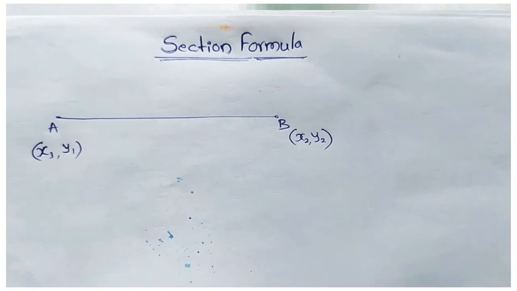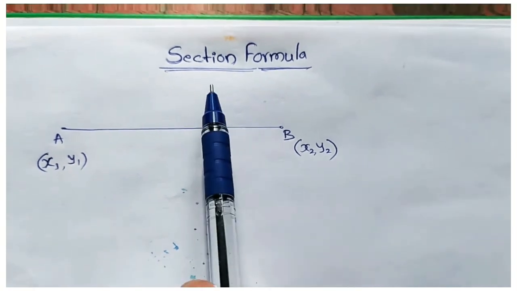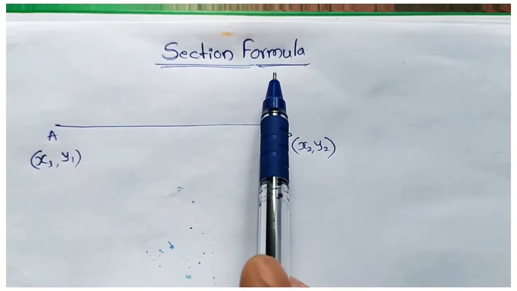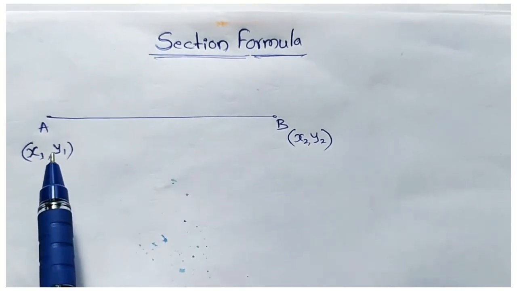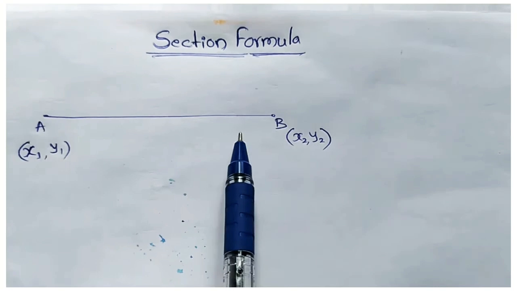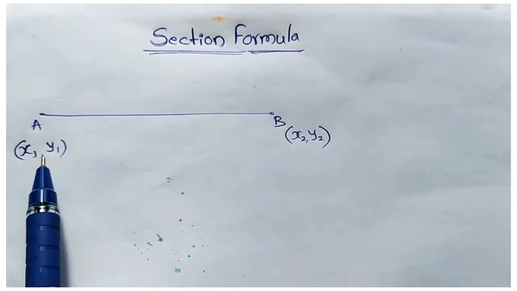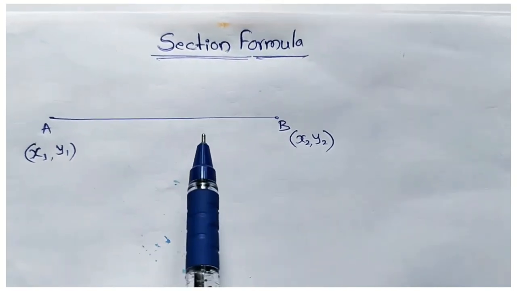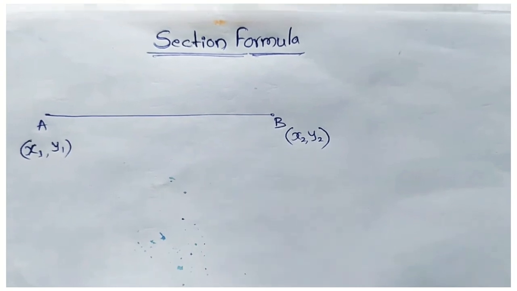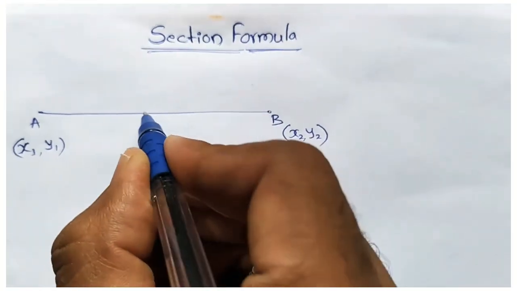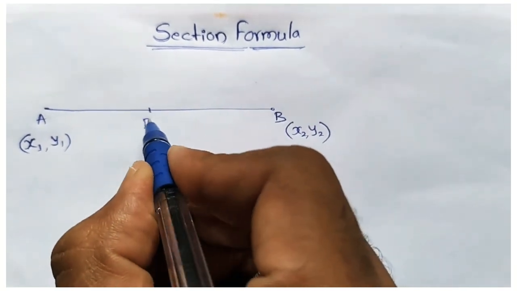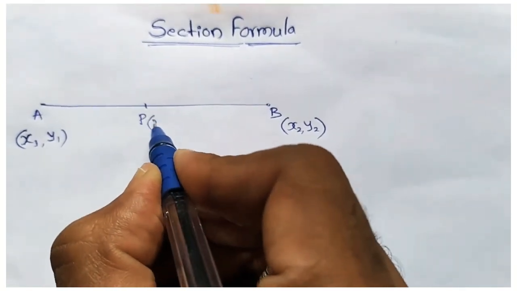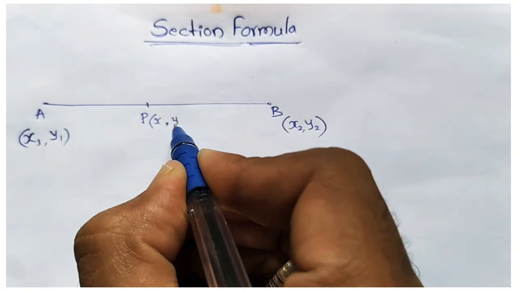Hello students, today we are going to learn a new formula, that is the section formula. In the earlier class we learned the distance between 2 points when the coordinates of those 2 points are given. In this section formula we will use it to find the division point of a line segment. Let's take the dividing point P of x comma y.